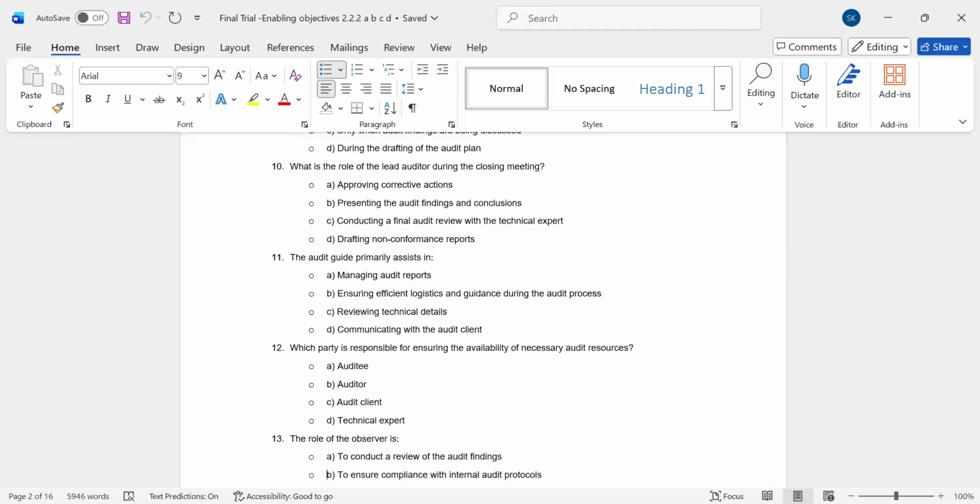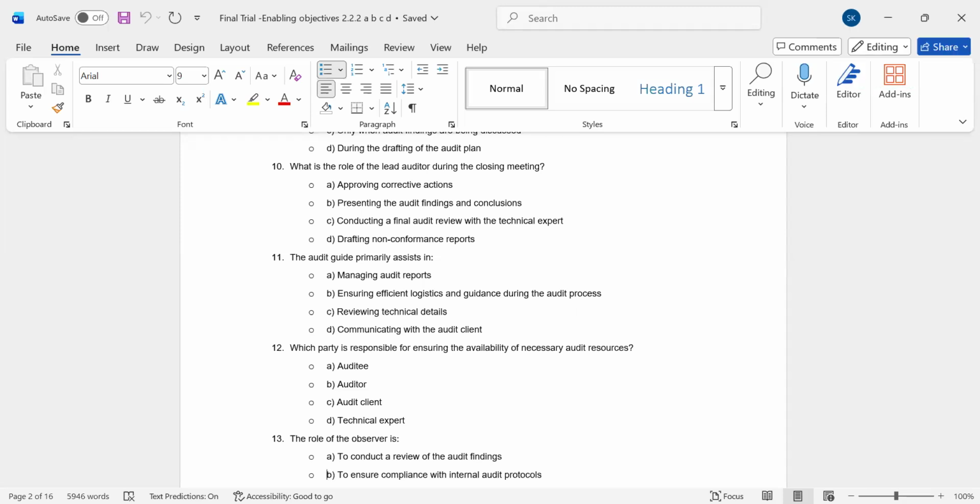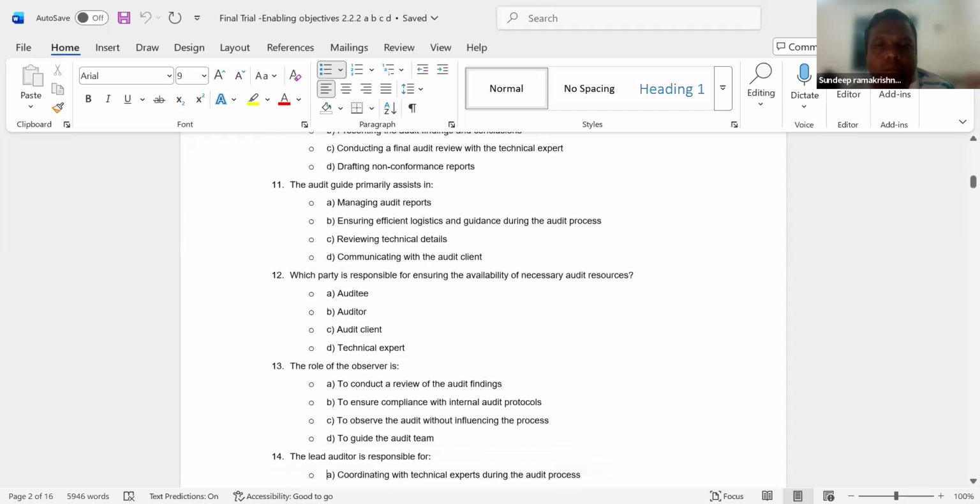Audit guide primarily assists in B. Yes, sir. B. Ensuring efficient logistics and guidance during the audit process. Yes. Right. Srikanth Jakula, Arish, and Shazi Munir, B is the right answer. Question 12.